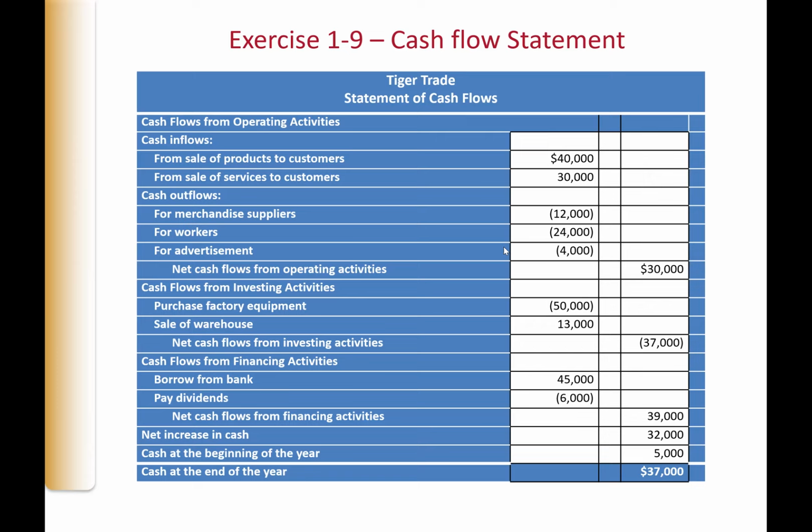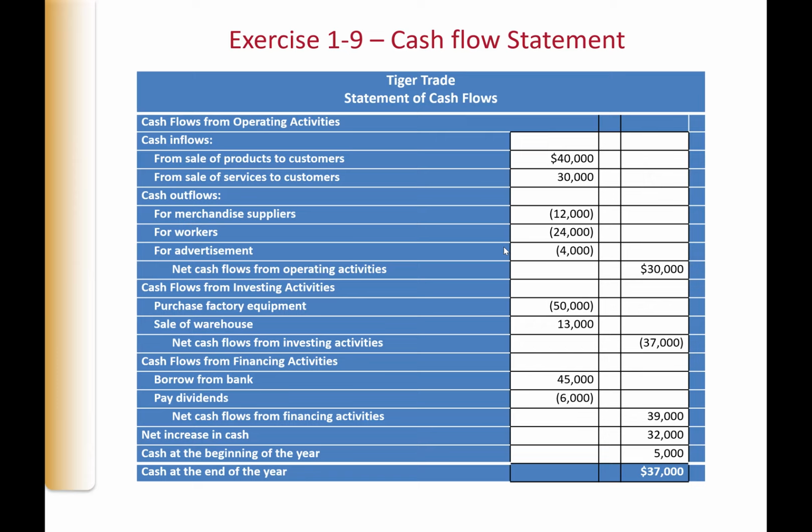For investing activities, it's purchasing equipment and selling equipment. So we've spent $50,000 to buy equipment. We received $13,000 for selling a warehouse. So we've got net cash flows there of minus $37,000. And then from financing activities, we borrowed money from a bank. We paid dividends. Net cash flows from financing in this period, $39,000.